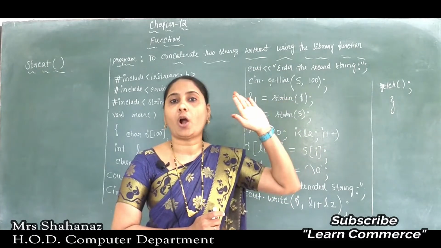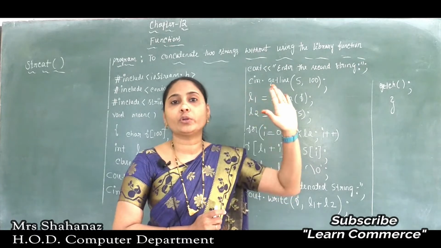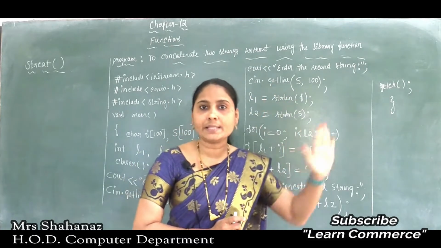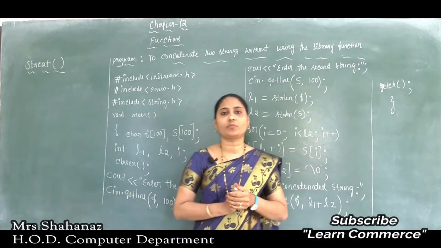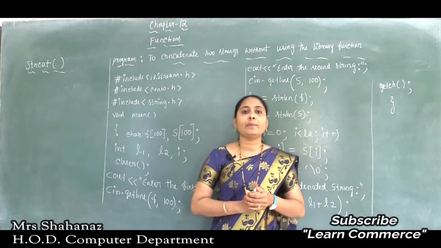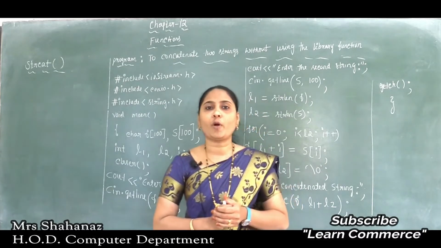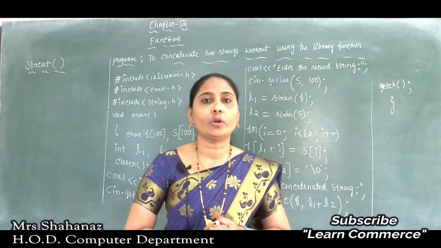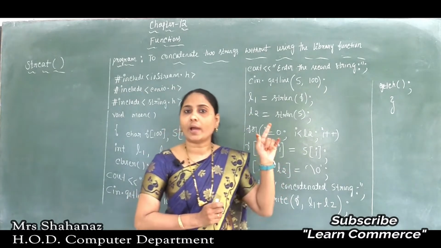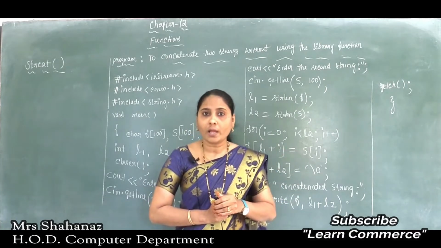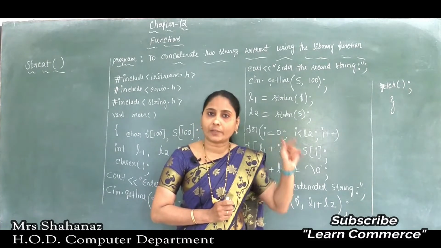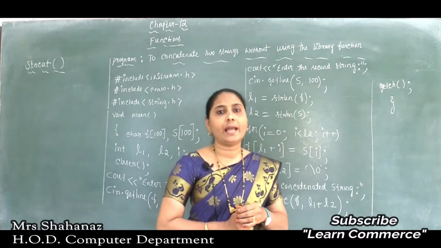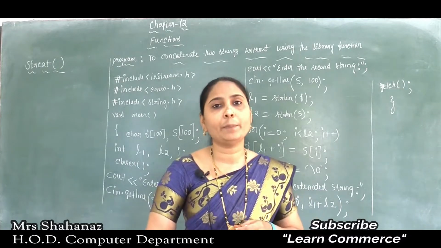H-E-L-L-O. Correct? What is the total length of the characters? The total length is 5. So this is the meaning of a string. Any group of characters is enclosed within double quotes, while a single character is enclosed within single quotes. The group of characters, called the string, is enclosed within double quotes.